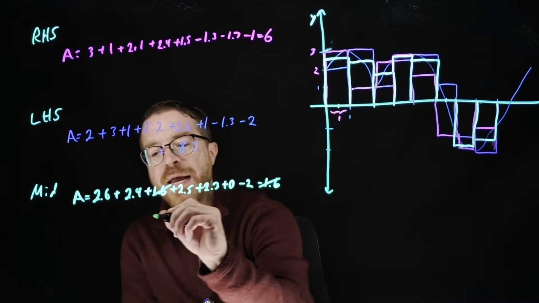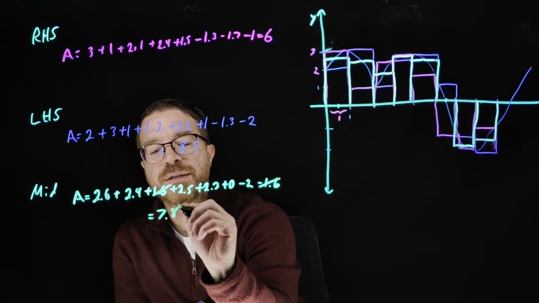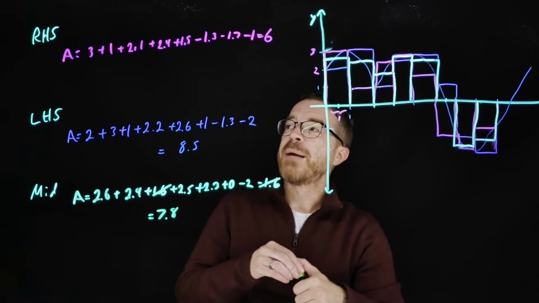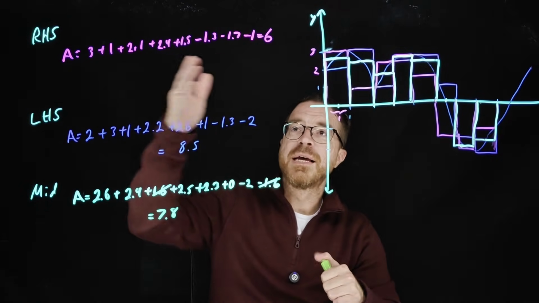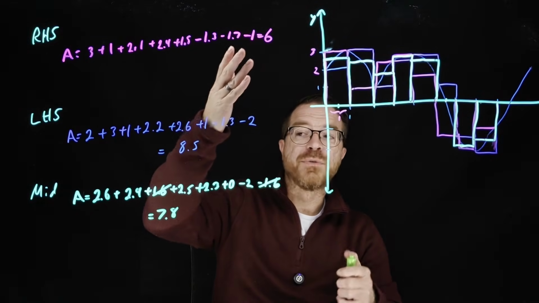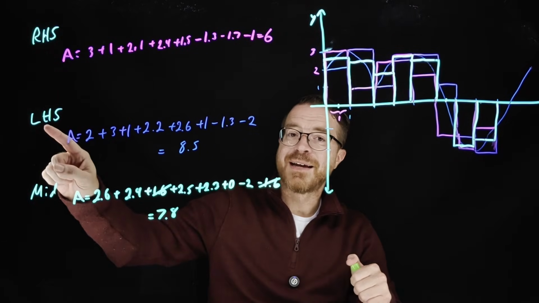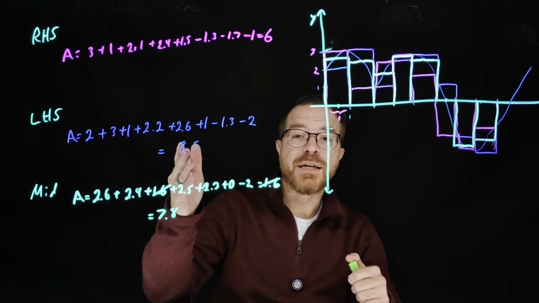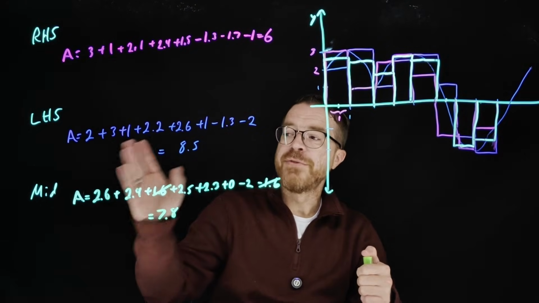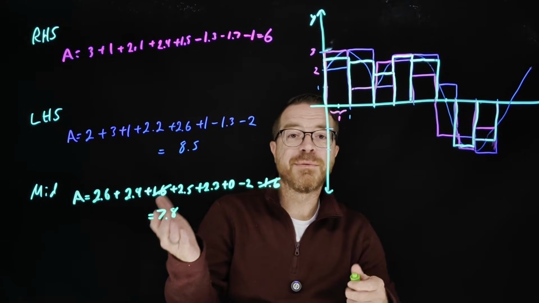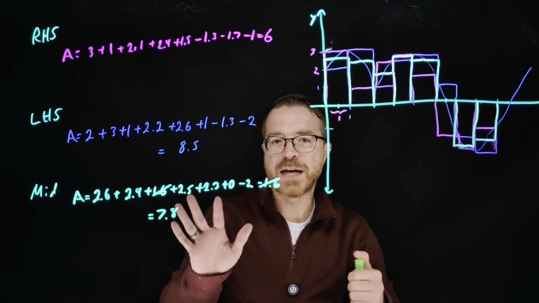So if we compare how these different areas look, it looks like when I'm doing my right-hand side endpoints, I'm underestimating with a value of 6. When I'm doing my left-hand side endpoints, I'm overestimating with 8.5. And then my midpoints give me a value that's kind of in between, which means it's probably closer to the actual area.